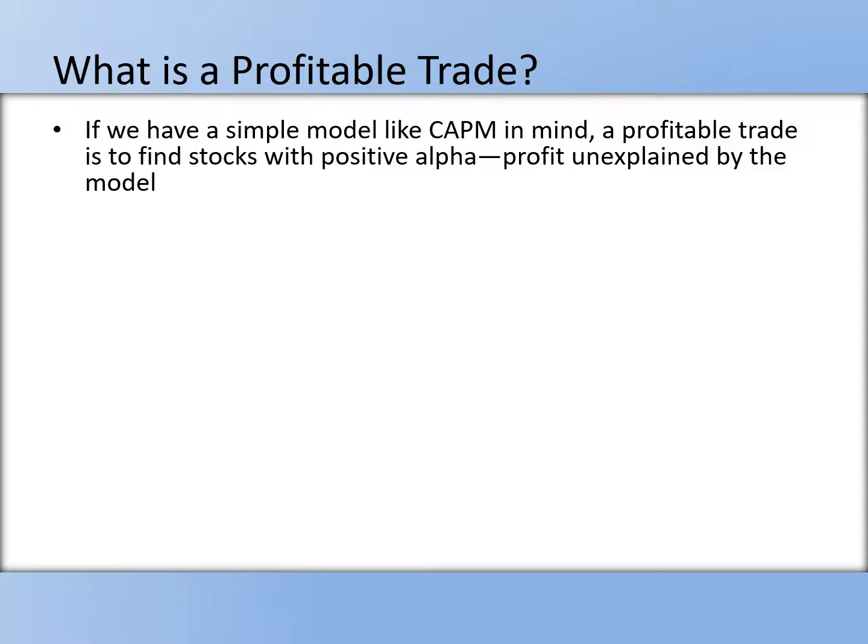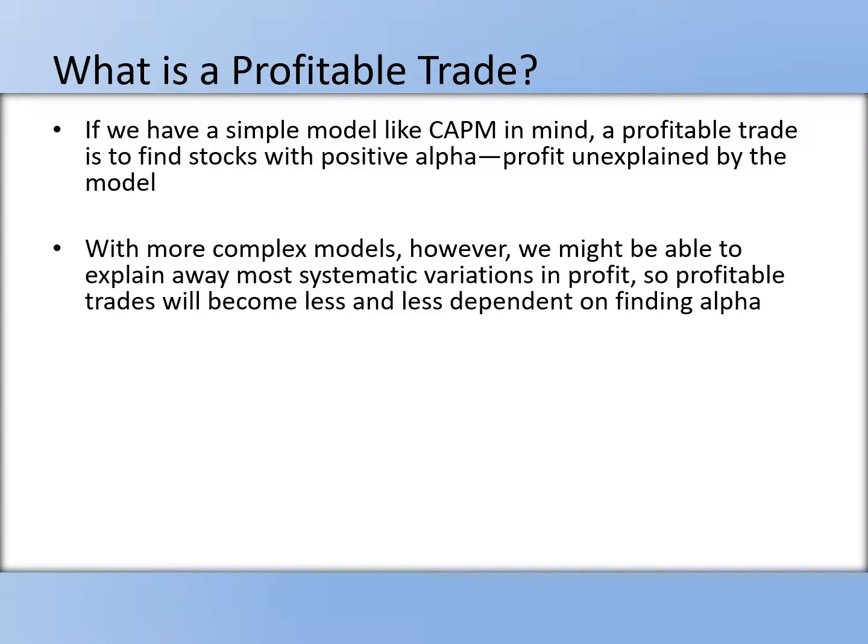Okay, so to conclude this section of the course: what is a profitable trade? If you have a simple model like CAPM in mind, a profitable trade is to find stocks with positive alpha. So you're looking for returns that are not explained by the model. With a more complicated model, like the Fama-French three-factor model, we might be able to explain away most systematic variation in profit. So profitable trades would become less and less dependent on finding alpha, because with a very simple model, any return you cannot explain would be in the intercept. But if you have a very complicated model which captures many aspects of the market and does very well, then you won't find a very significant intercept to speak of.